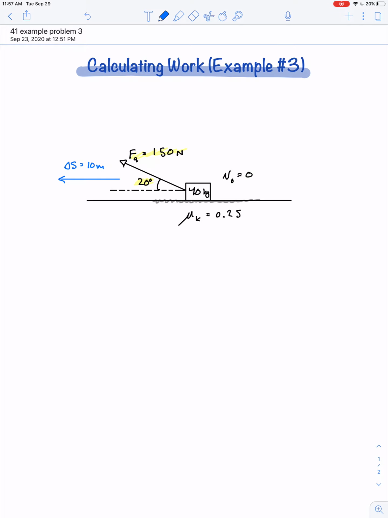So the question is, what's the final velocity of the object? There's a coefficient of friction of 0.25. The object starts from rest.